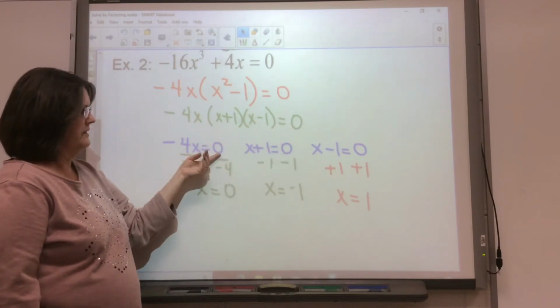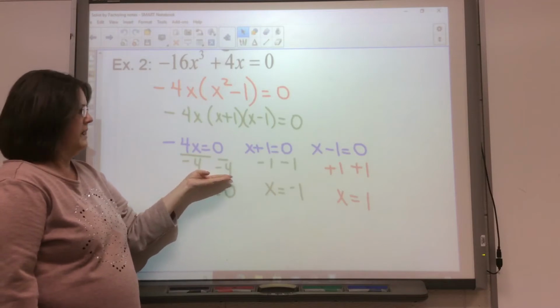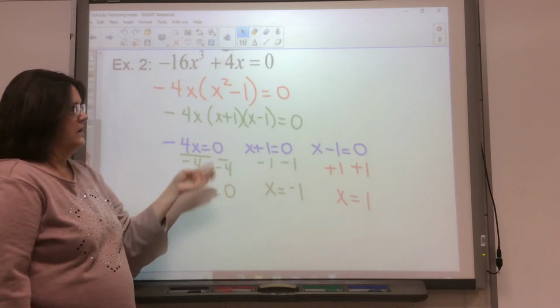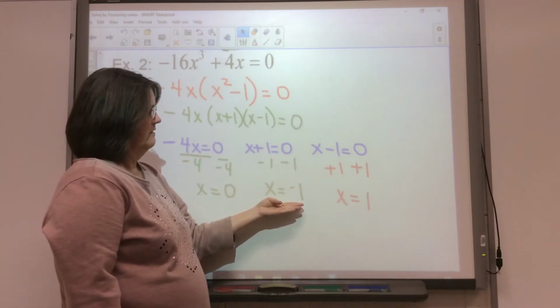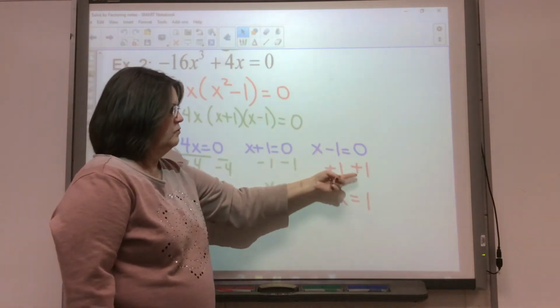So -4x equals 0. I divide by -4, that gives me 0. x plus 1 equals 0. Subtract 1, that gives me -1. And then add 1 for this scenario.